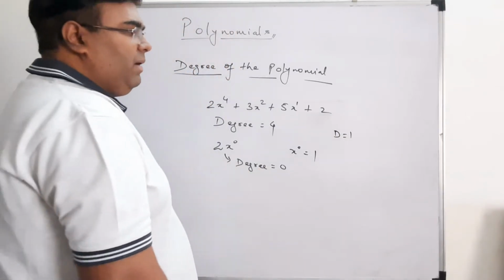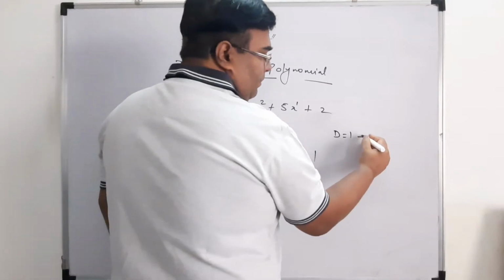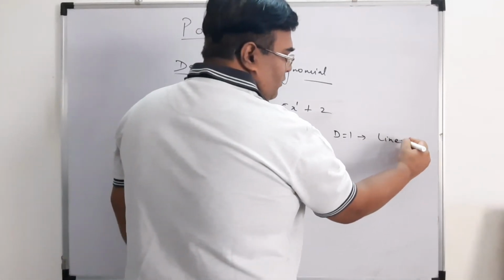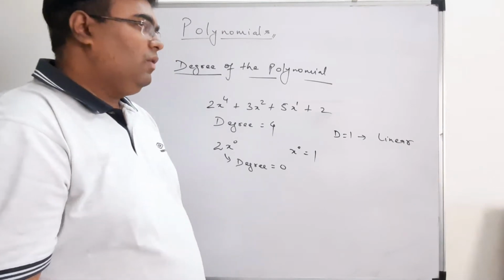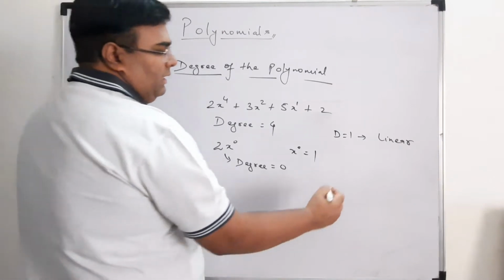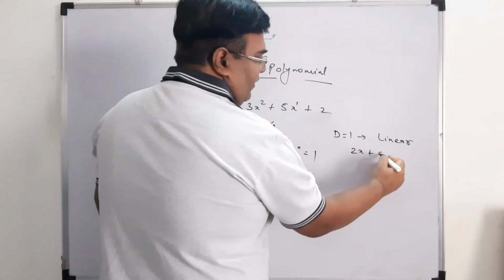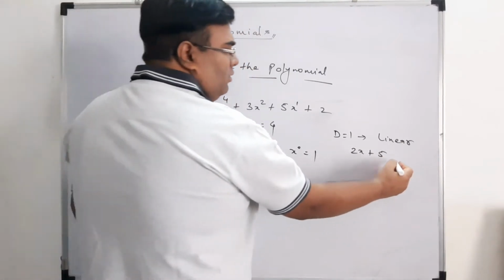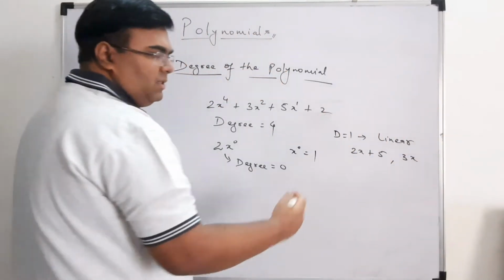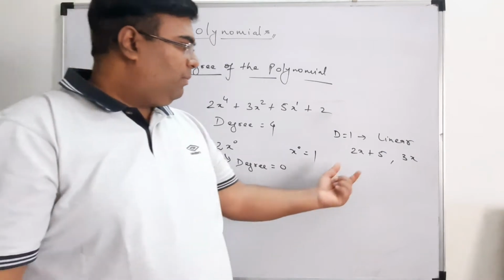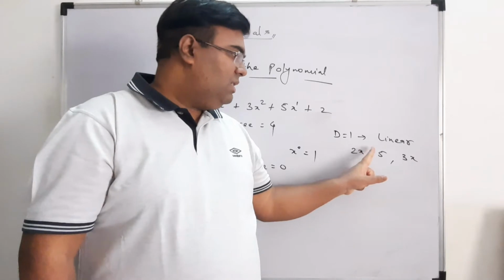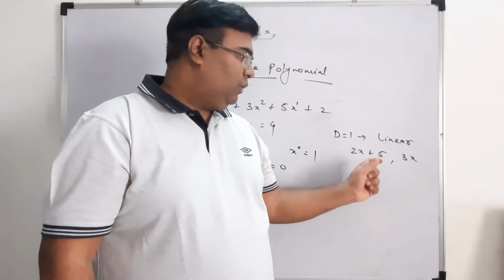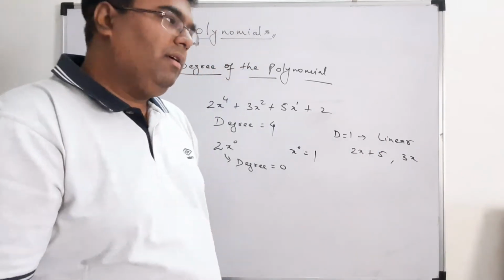Okay, now we need to understand that if my degree is 0, it is a constant. If my degree is 1, this polynomial is called as a linear polynomial. Okay, for example, like this 2x plus 5 or only 3x. In both these polynomials, we have degree as 1 because the highest power is 1 here, right? So we can call it linear, right?